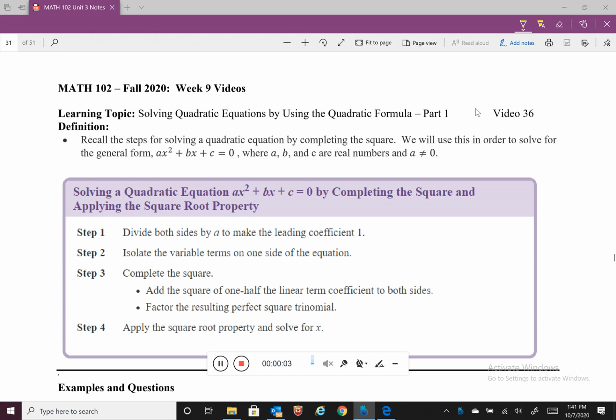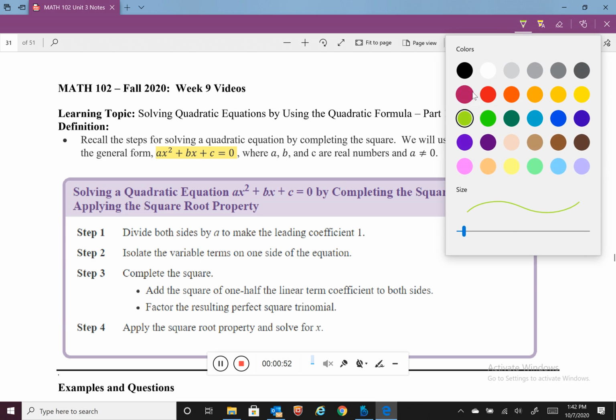We will now concentrate on solving quadratic equations by using the quadratic formula. First, though, we need to recall the steps for solving a quadratic equation by completing the square. So we will use this in order to solve for the general form of the quadratic equation, which is a times x squared plus b times x plus c set equal to 0, where a, b, and c are real numbers, but remember a cannot be equal to 0, because if a is equal to 0, then the squared term is no longer part of the equation and it is no longer quadratic, but now it is actually linear.